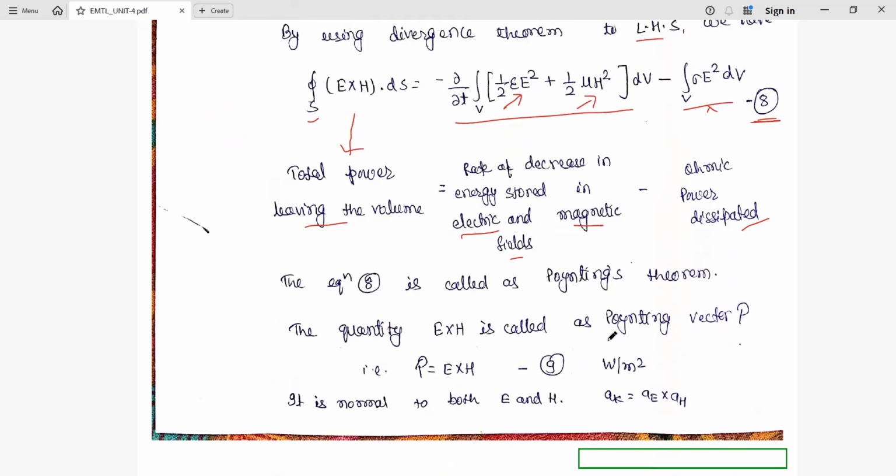And another important concept is the Poynting vector. So the quantity E cross H is called the Poynting vector, and its unit is watt per meter square, and it is normal to both E and H, that is the electric field and magnetic field. So if the electric field and magnetic field both lie in the X and Y plane, then the direction of this Poynting vector is along the Z axis.